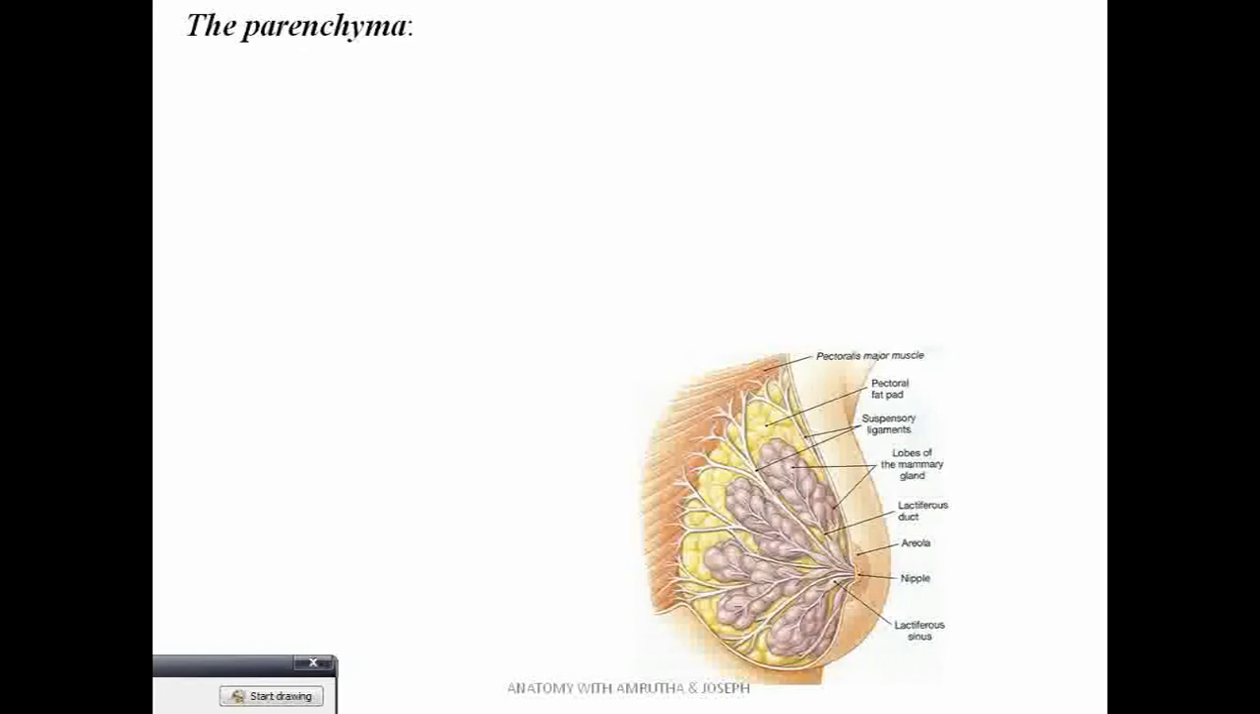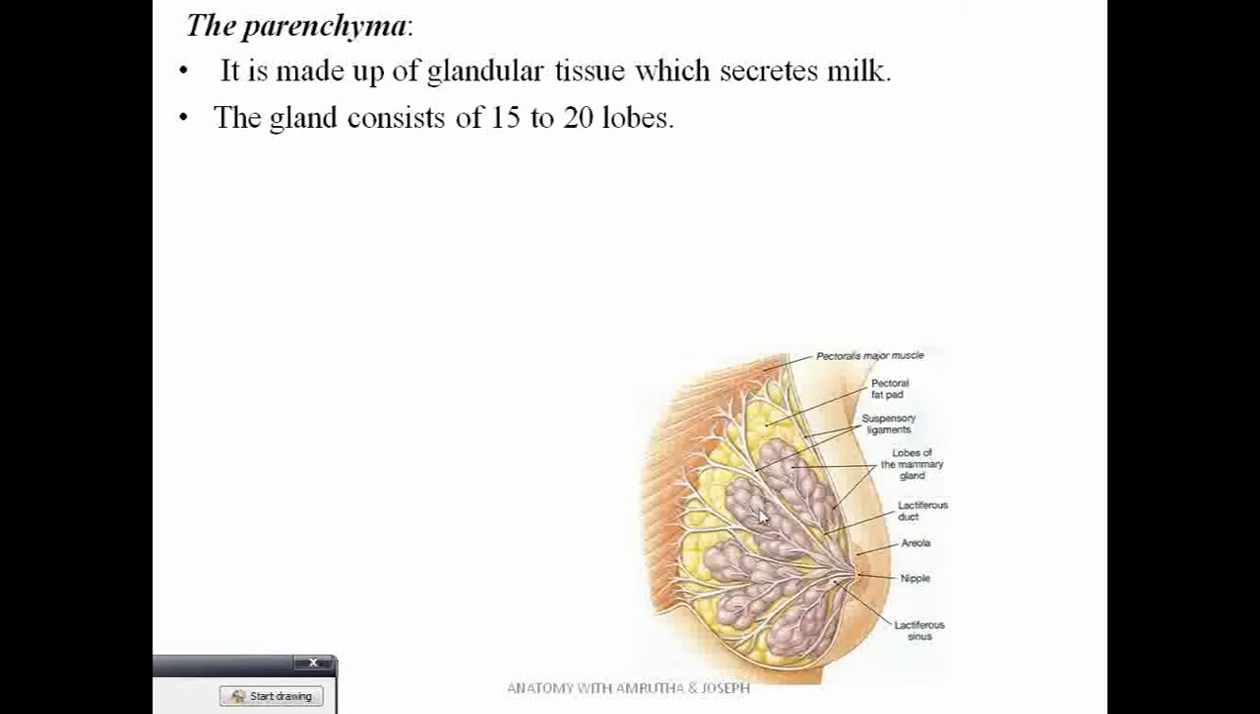Parenchyma. Parenchyma is the next component of the mammary gland. It's made of glandular tissue which secretes the milk. So the glands are the ones which are included in the parenchyma. The glands are 15 to 20 lobes. So each mammary gland consists of 15 to 20 lobes. The whole of the mammary gland is divided into these lobes.